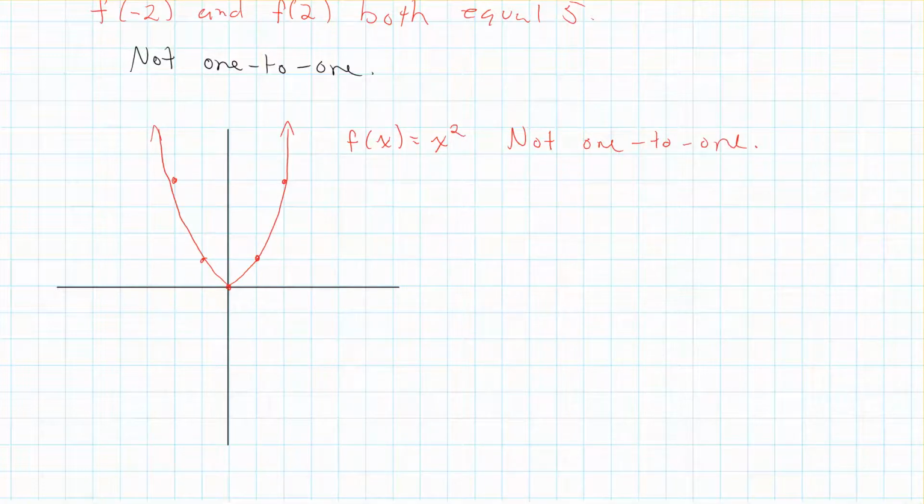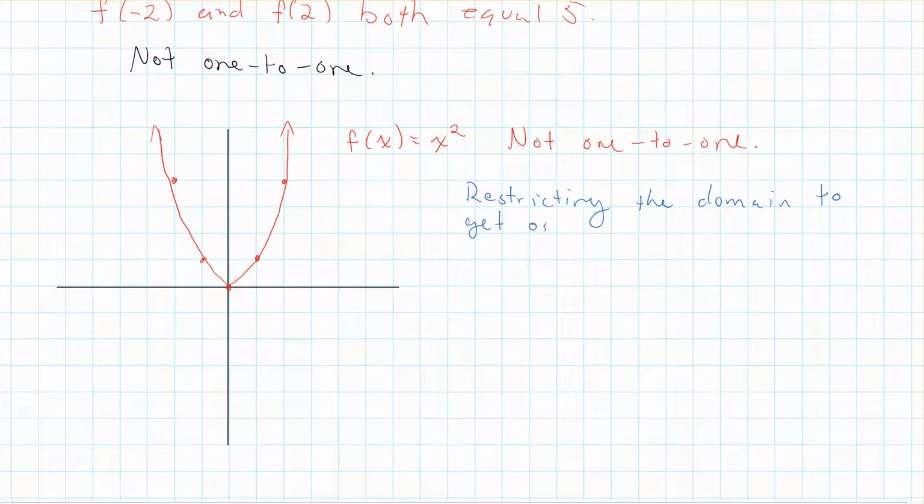Well, what is done, and we won't be doing it in this course so much, but this is something that is going to be used in a trig course, which most of you will probably take at some point. It's called restricting the domain to get 1-to-1. What do we mean by restricting the domain?